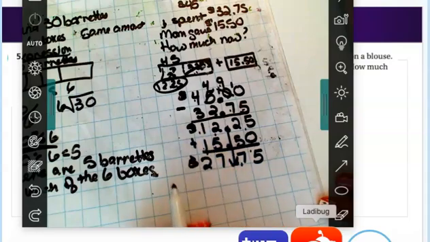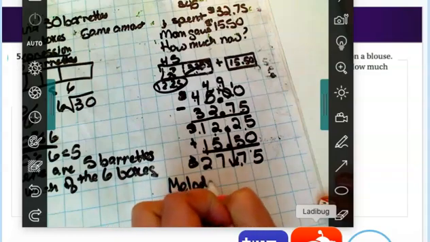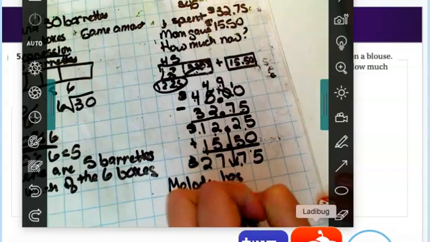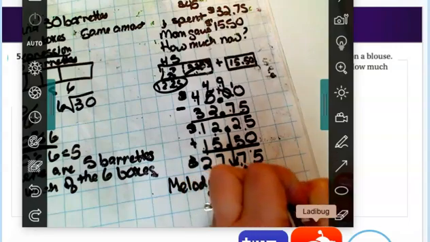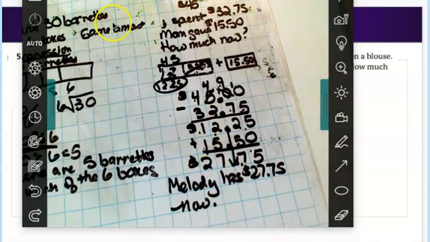So how much does Melody have now? Here's my solution statement. Melody has $27.75 now. Boom.